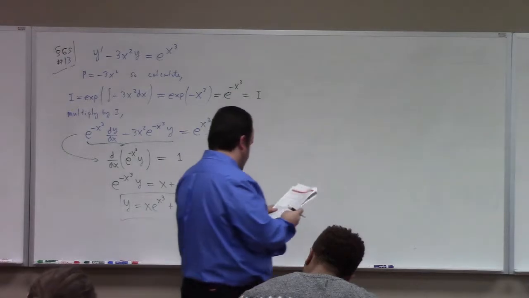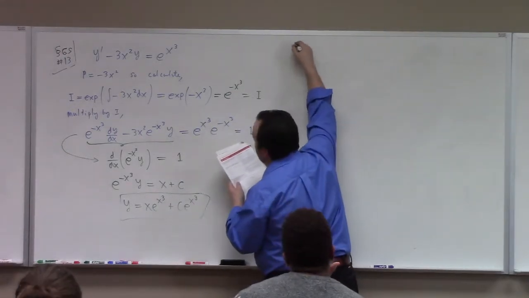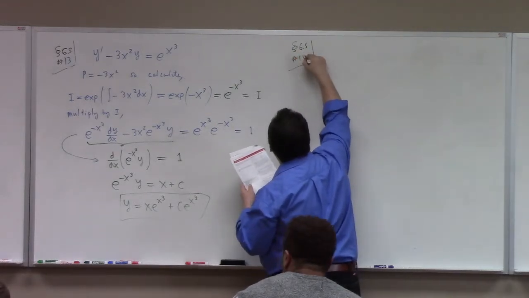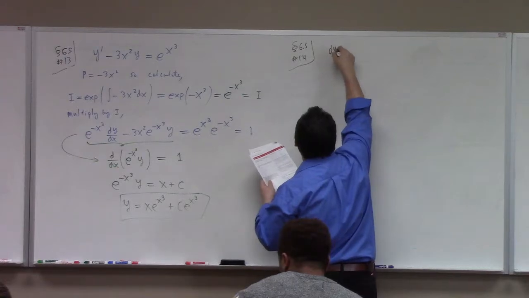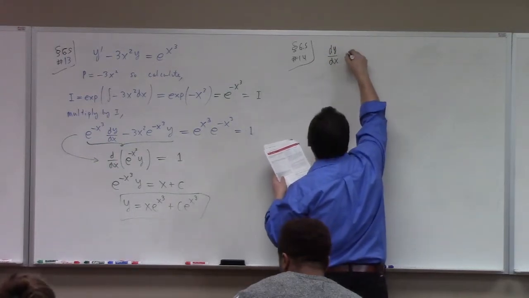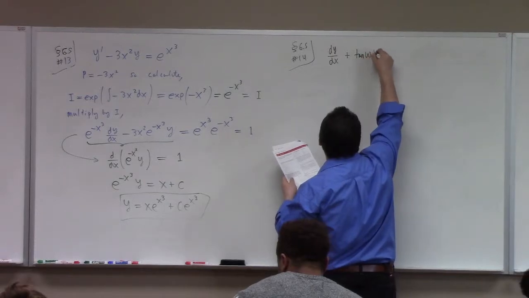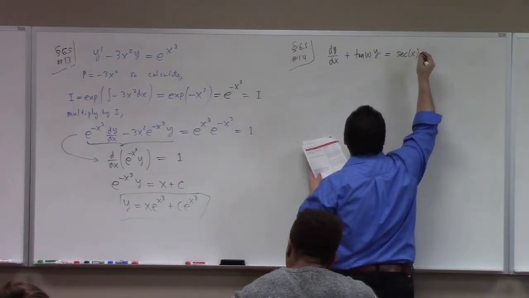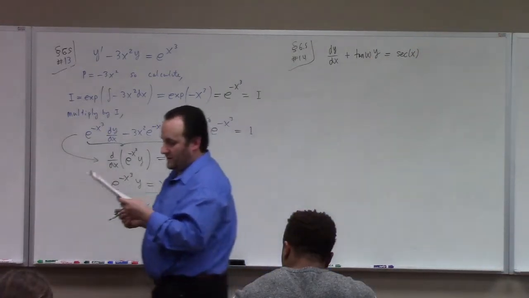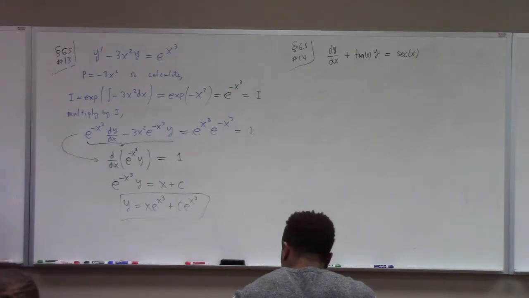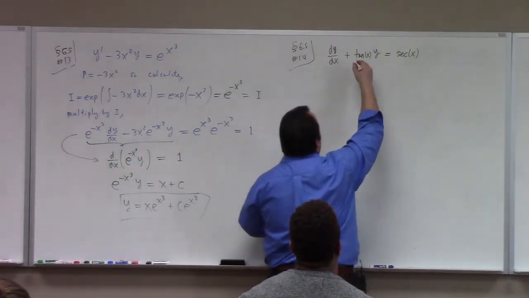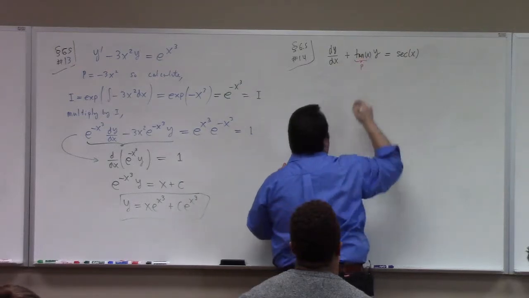Let me continue beating this dead horse. Number 14. So here we have dy/dx plus the tangent of x times y equal to secant x. I took the liberty of writing the tangent before the y so that it's more apparent that tangent is the p, right? So again, identify this is p.